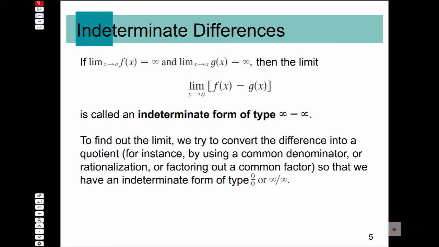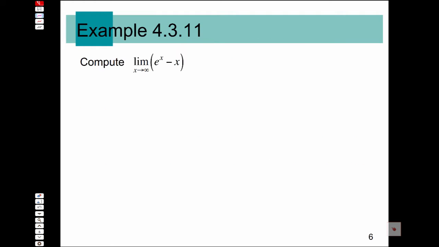We can do this in a variety of ways depending on what the functions f and g look like. We might try and put them over a common denominator, we might try and rationalize them, or maybe factor something out. One example of this is example 4.3.11 of the textbook. We're asked to compute the limit as x goes to infinity of e to the x minus x. We can see that this is an indeterminate difference because e to the x goes to infinity as x gets large, and x also goes to infinity as x gets large. And so we have a limit of the form infinity minus infinity.